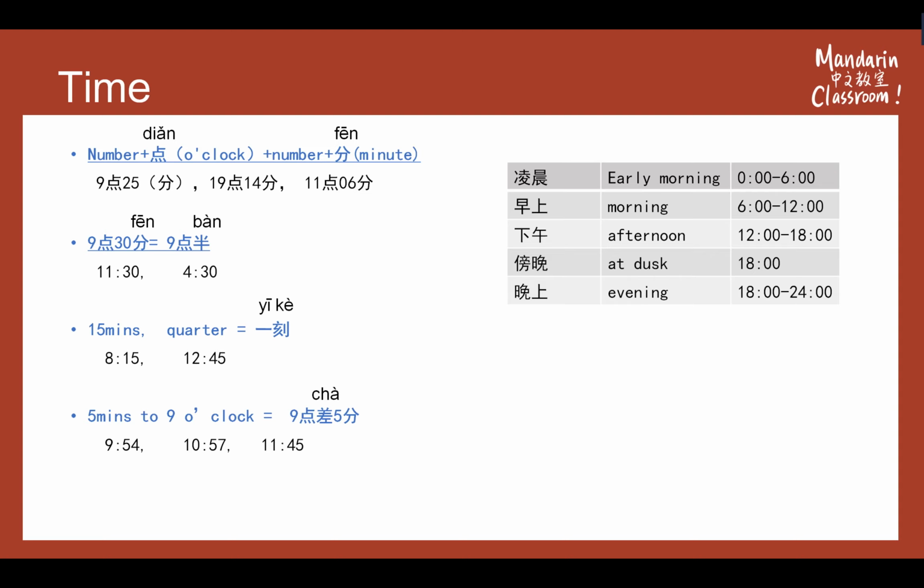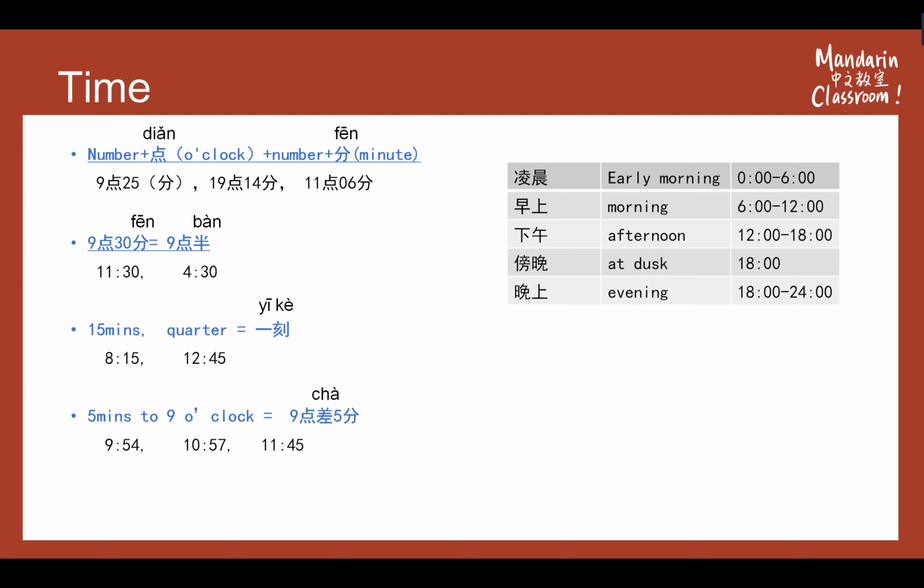Okay. And about 15 minutes. A quarter. In English, you also have that expression as a quarter. So a quarter equals, in Chinese, we call it 一刻. 一刻. Here you have to pay more attention to the tone of 一. 刻 is fourth tone, so 一 here you have to change into second tone. Okay, so it's 一刻. Let's see the examples.